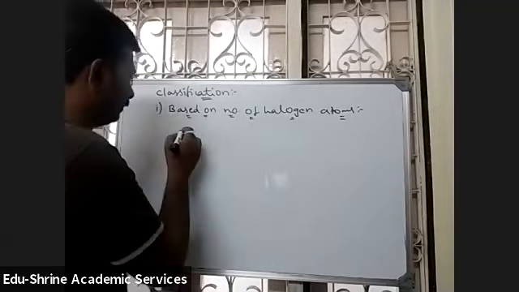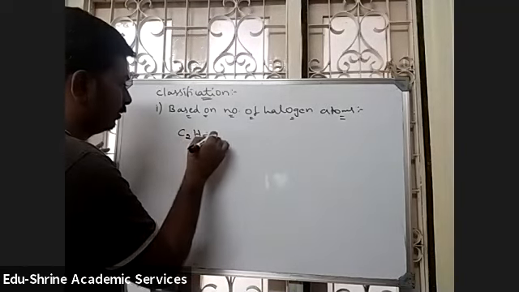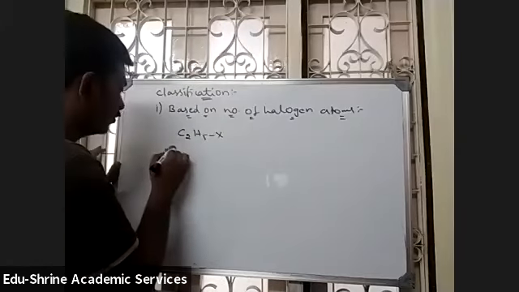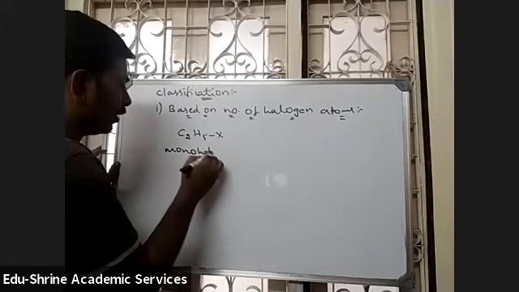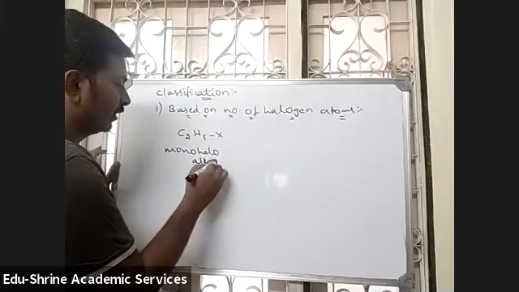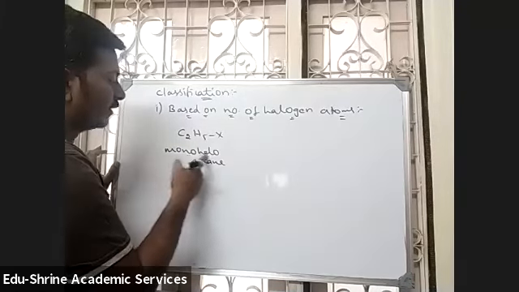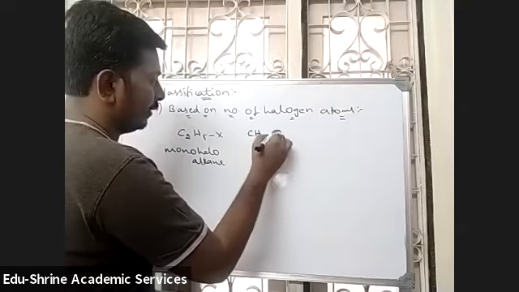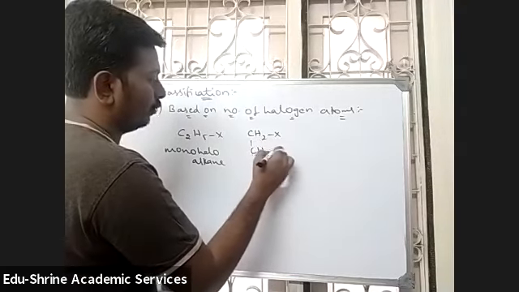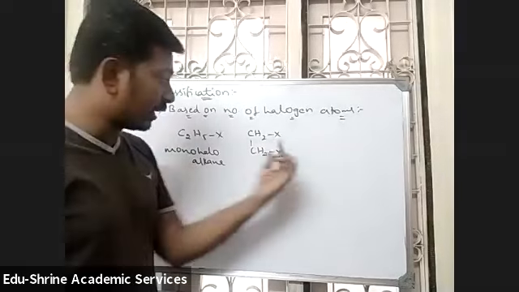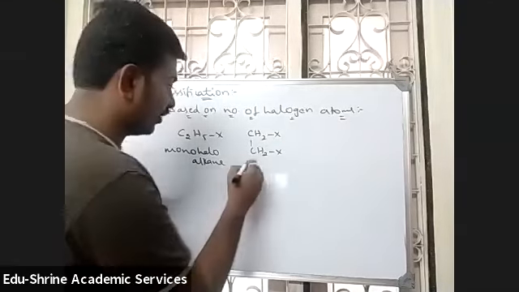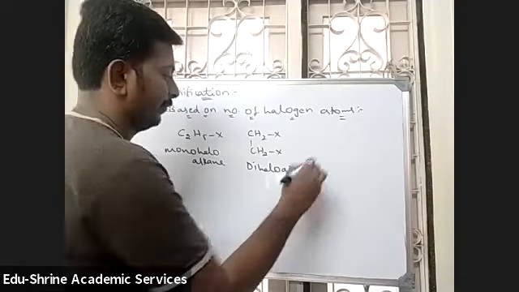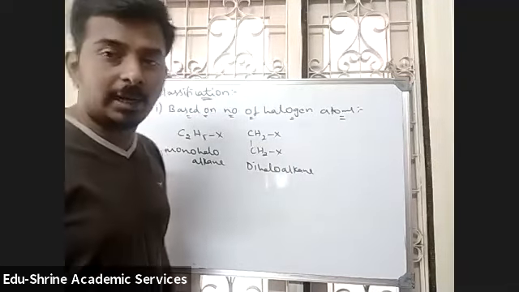For example, this compound is containing only one halogen atom. So it is called monohaloalkane. As there is only one halogen, it is called monohalo, like monohaloalkane. For example, if I take this compound, in this compound there are two halogen atoms present. So that's why it is called dihaloalkane.